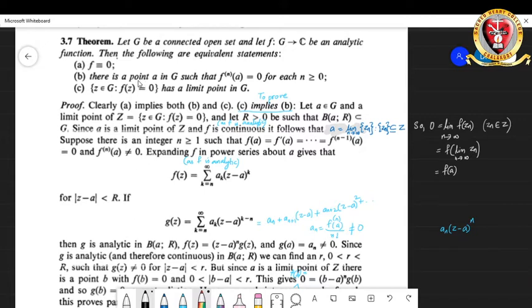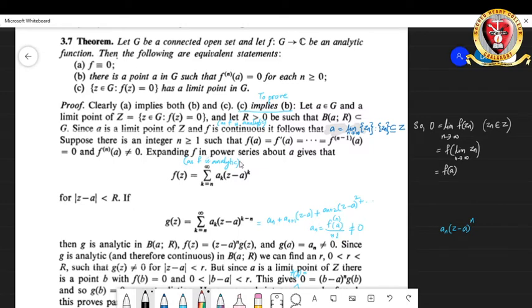That means there exists a point a such that for every n greater than or equal to 0, the nth derivative of f is equal to 0 for every n, right? So we are saying that up till n minus 1 this is 0, but at n, the nth derivative of f at a is not equal to 0. So we are taking a negation of that statement, and then we'll reach a contradiction.